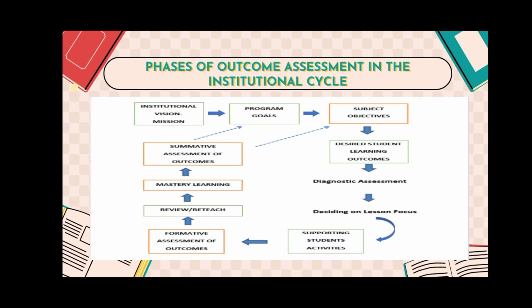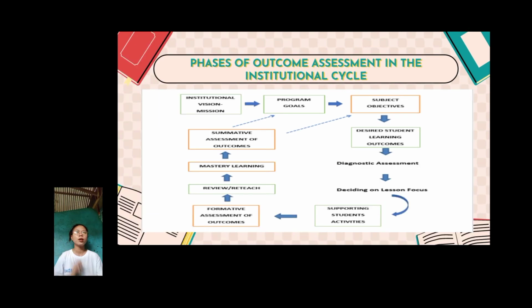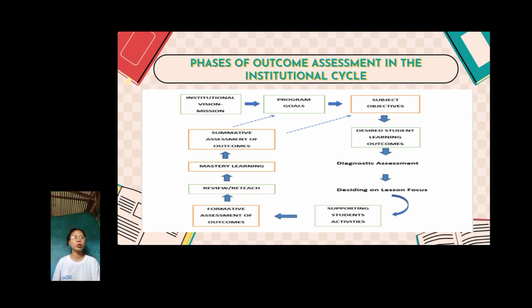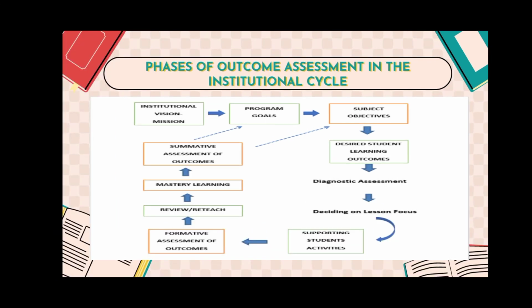And for the next phase, we have subject objectives. So when we say subject objectives, it is a brief statement that describes what students will be expected to learn at the end of the school year. So for example, this course is designed to prepare you for professional writing experience. By the end of the course, we should be able to identify primary and secondary audiences of a text.